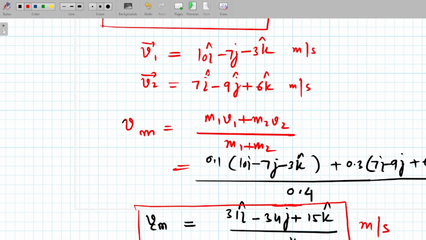So tell me, have you learnt the fundamentals and how to really sort out the problems and application of center of mass? So let me just close it here. I'm sure this would help you.